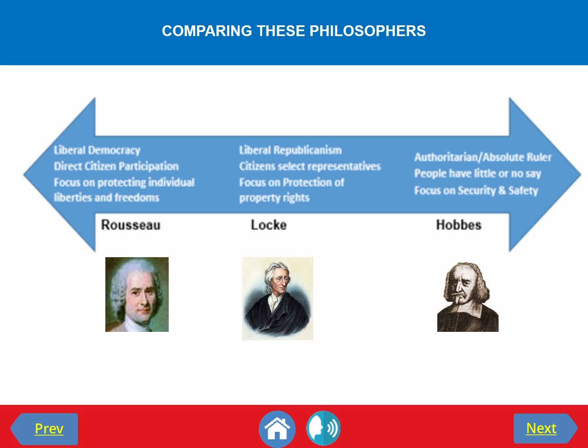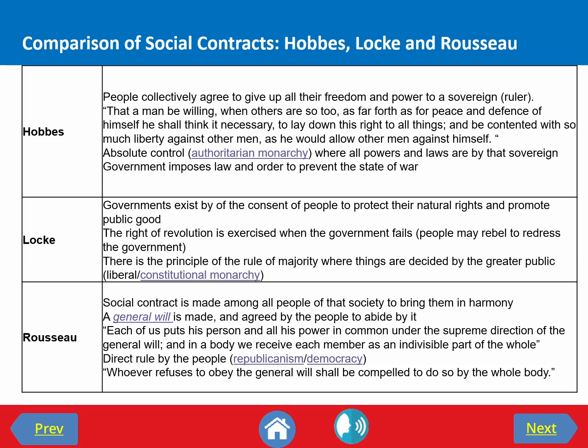Locke is more in the middle, with his transactional and economically based philosophies that focus on republicanism, or representative government, and a focus on the protection of economic property rights. Lastly, we see Rousseau's liberal perspective of democracy, focused on direct citizen participation, and a strong emphasis on protecting individual liberties and freedoms. Let's compare the social contract theories of the three Enlightenment philosophers.